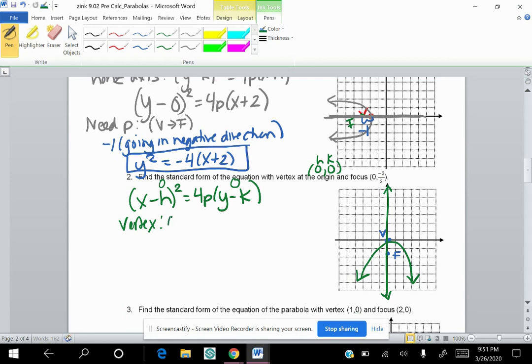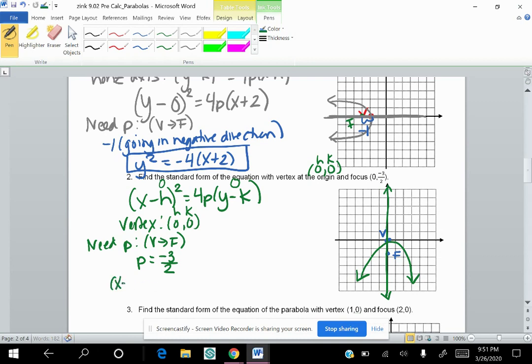So all I need to still do is find, so vertex is 0, 0, which is my h and my k. I still need p. Again, p is the distance from your vertex to your focus. So from my graph, I was at 0, 0, and my focus is at 0, -3/2. So I went down 1.5 boxes. So my p-value is, and since I went down, would be -3/2.